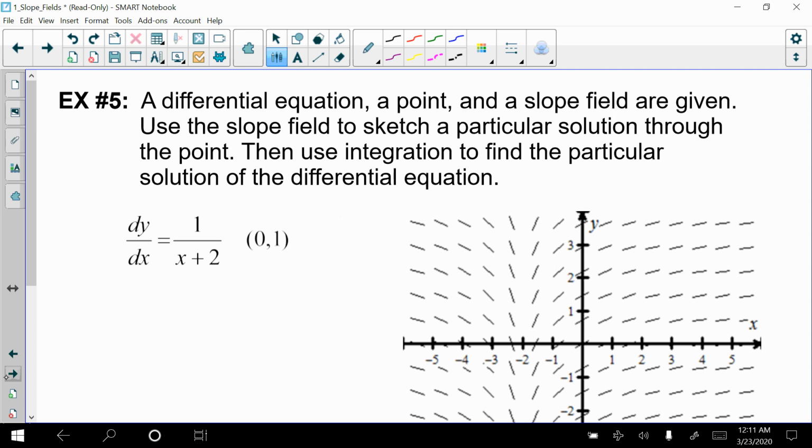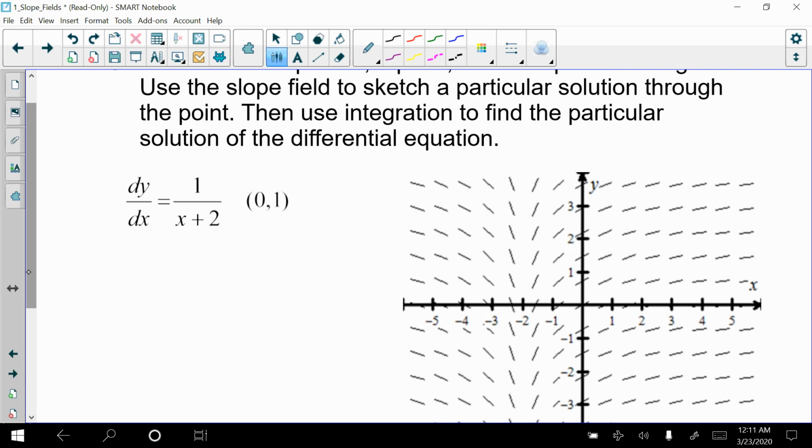So the last thing that we're going to take a look at is we have a differential equation, and in this case we have a starting value. We have a particular point. We have some initial conditions that are given to us. So we are going to find a particular solution for the differential equation.